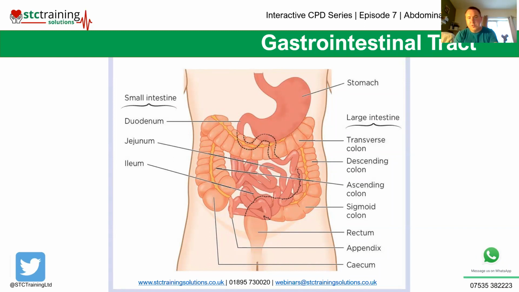Most of the absorption goes on in the small intestine. The small intestine is split into three areas, as you can see: the duodenum at the beginning, the jejunum in the middle, and the ileum is the kind of third section of it. They all do slightly different things, but basically the vast majority of absorption of food is done within these areas. And then you go into what's called the large intestine, also known as the colon.